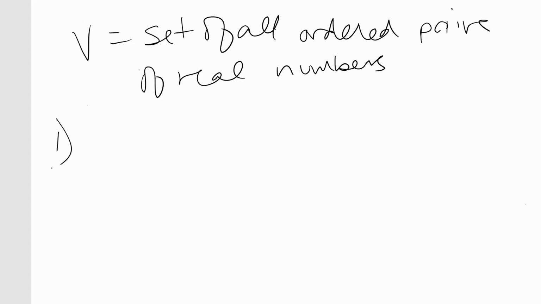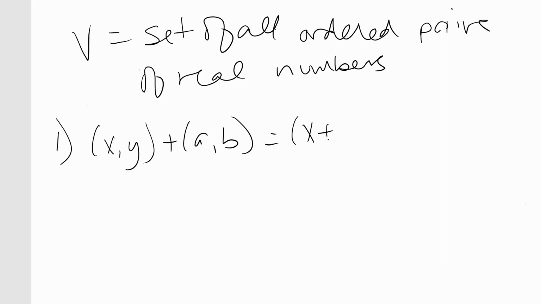So I'm going to list them going down, 1 through 10. Number 1 says u plus v is in capital V. So any two ordered pairs I pick, if I add them, they're going to be in that vector space. Well, if I add two ordered pairs, (x, y) and (a, b), I'm going to get (x plus a, y plus b). That's still in my vector space, so that's good.